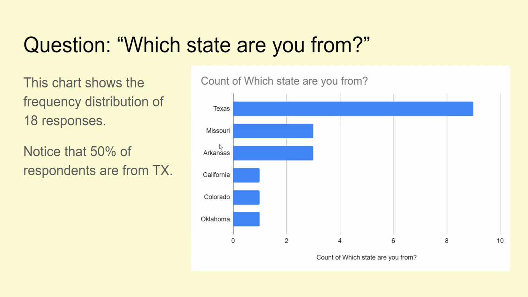In this case, they're listed by their order in terms of frequency. So Missouri and Arkansas, and then California, Colorado, and Oklahoma each had 1 response there. So the size of the bar there is proportional to the frequency of that response.